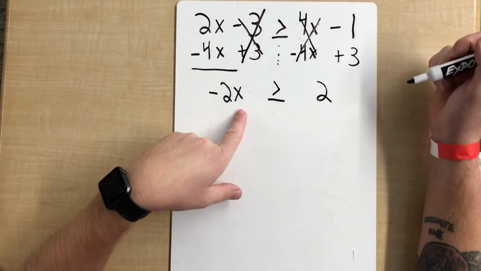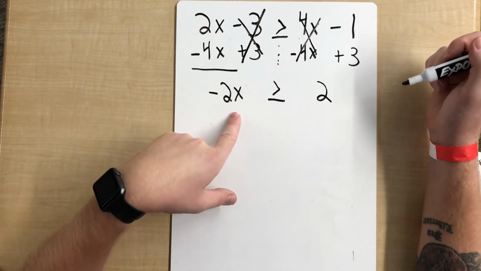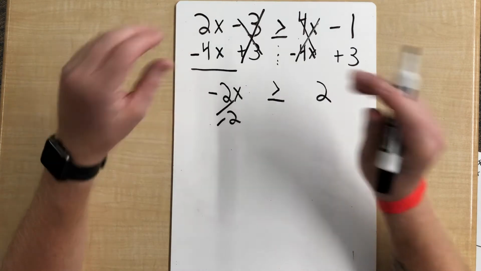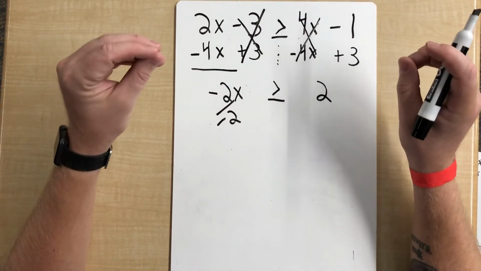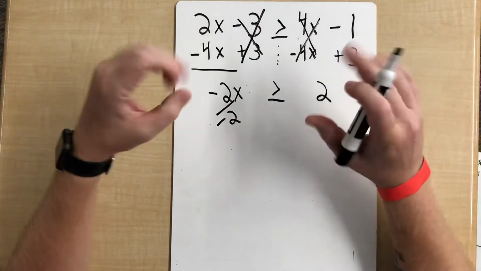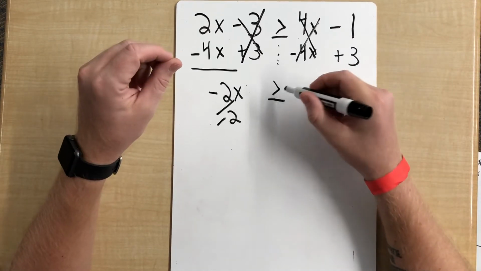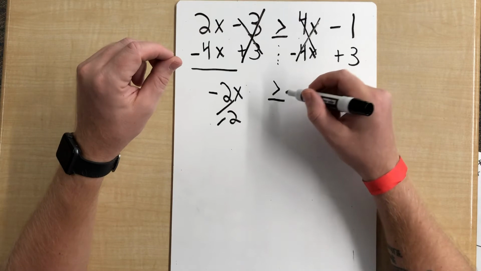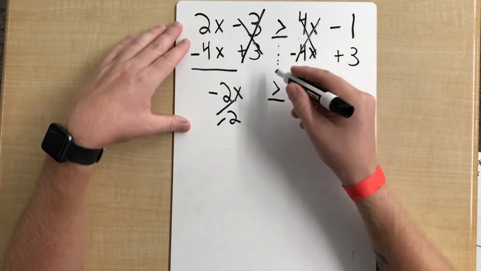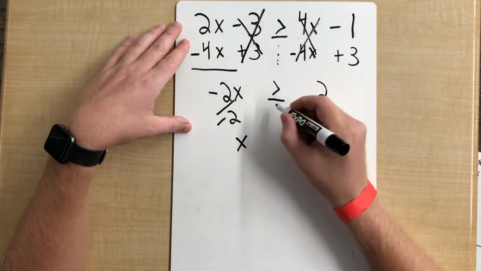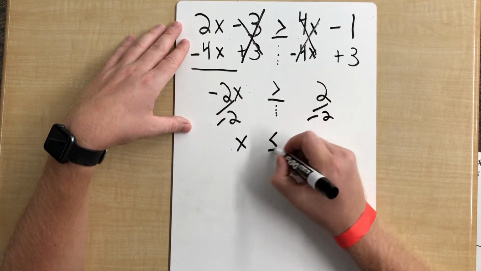My x is not by itself. I have to get the x by itself, okay? So to do that, I'm going to divide by a negative 2. Ding, ding, ding, ding, ding. Red flags, explosions, whatever. We just divided by a negative, so that means my sign is going to change. My inequality sign is going to flip. So here we go. Divided by negative 2 on both sides. X, I'm going to flip the sign.